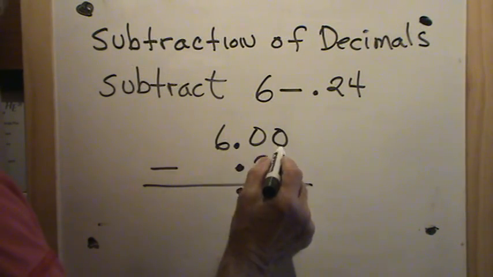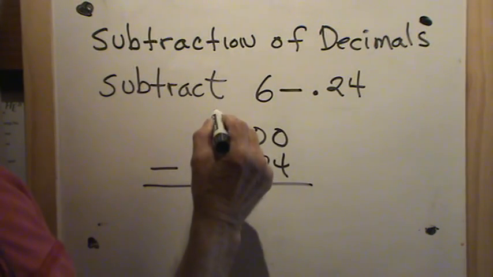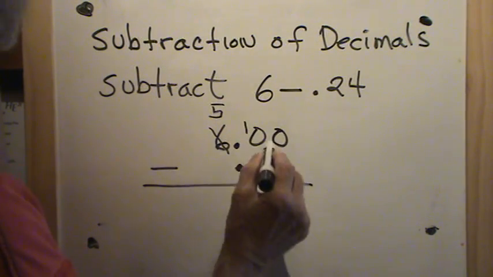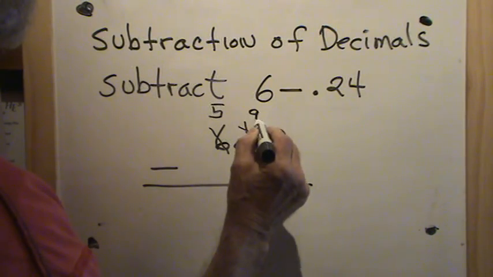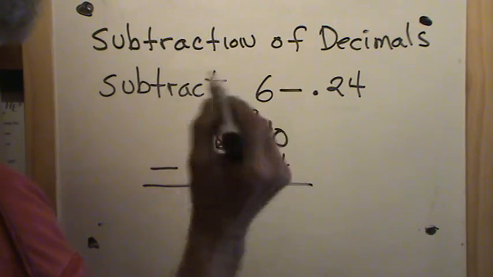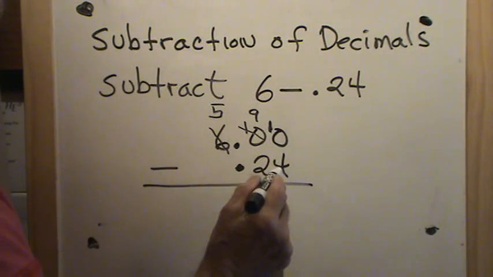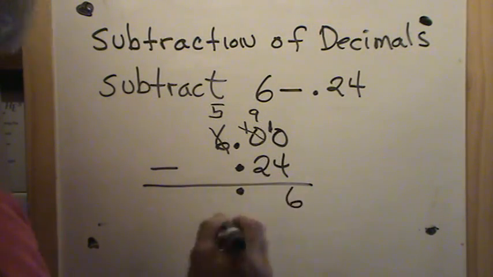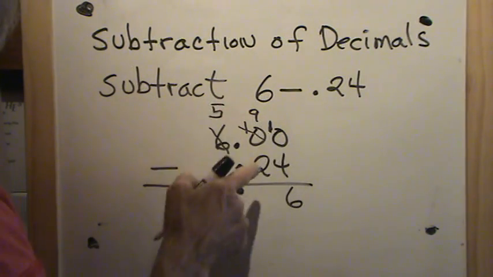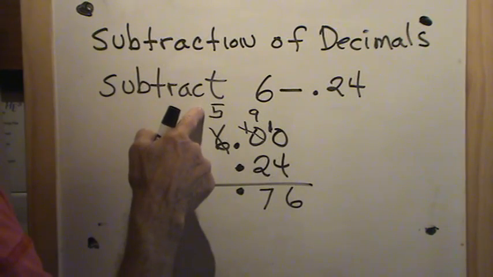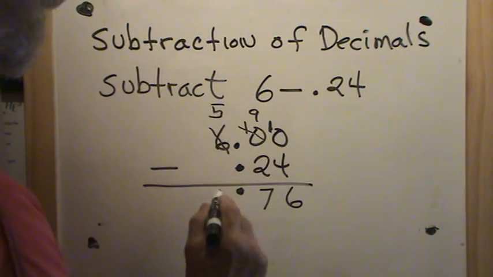Well, I cannot subtract here, so I have to borrow. This becomes 5. That becomes 10, but I have to borrow from that 10 and make that 9 so that this can become 10. And now I can subtract. 10, take away 4 is 6. 9 minus 2 is 7. And 5, take away 0 or take away nothing, is 5.